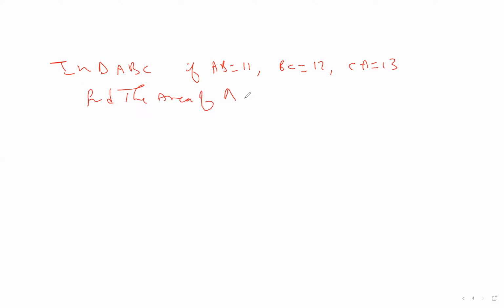I'll give you some examples in sine and cosine rule. In triangle ABC, if AB equals 11, BC equals 12, and CA equals 13, find the area of triangle ABC. To find the area of the triangle, you can think of this example as a floor. If you have a floor in your home of dimensions 11 and 12 and 13, how can you find the area of this floor?